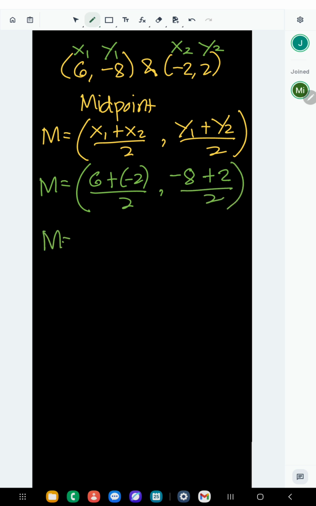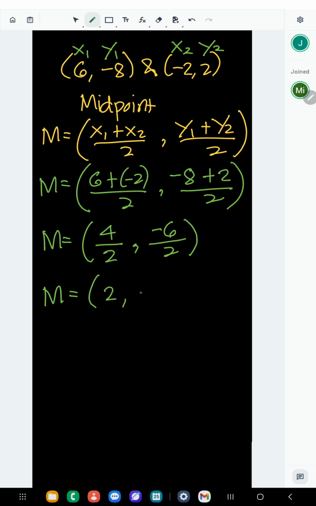Then you simplify. 6 plus negative 2 is 6 minus 2, which is 4. So this will become 4 over 2. Negative 8 plus 2 is negative 6 over 2. Then 4 divided by 2 is 2. Negative 6 divided by 2 is negative 3. So the midpoint is 2, negative 3.